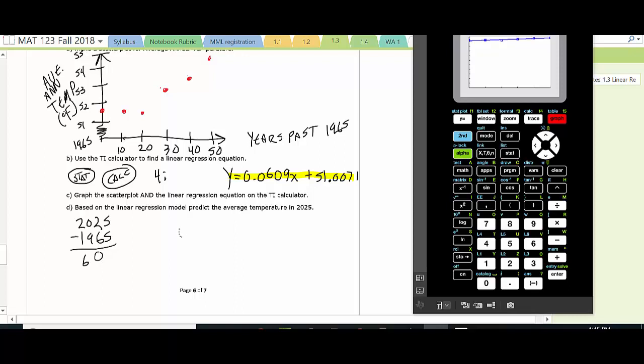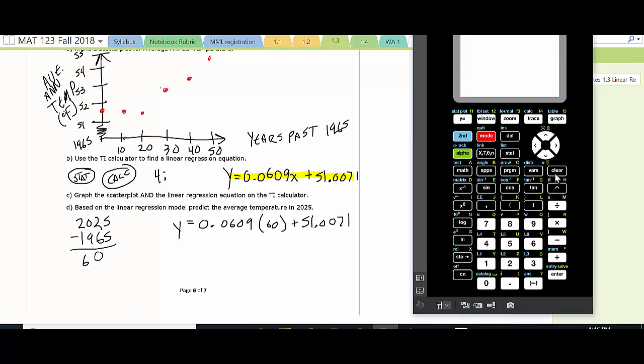Okay. All right, so what we do is we just go y equals 0.0609 times 60 plus 51.0071. Okay. Now, what I'm going to do with this is just do this on the calculator, and then that'll give us a prediction of what that temperature is. So 0.0609 times 51.0071, and let's see if this is logical.